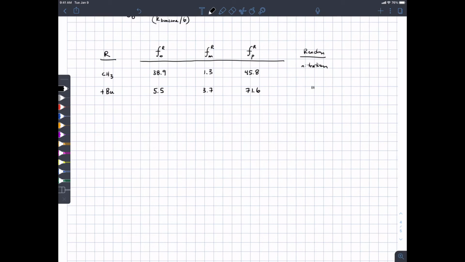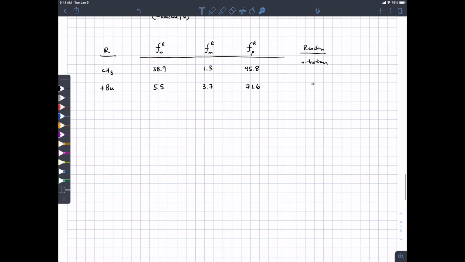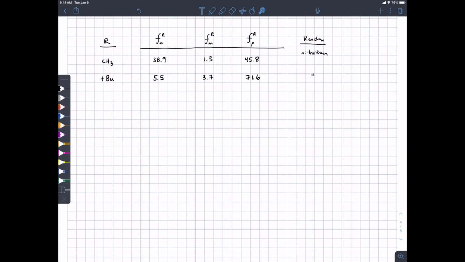Interestingly, you can see that it's kind of messy in terms of what's an ortho versus para director, though, because the T-butyl group doesn't favor ortho that much over meta. All right, we would still call this an activating group, and we might conclude that it's more activating than the methyl group, but its selectivity for ortho versus para is different, and probably because of sterics.